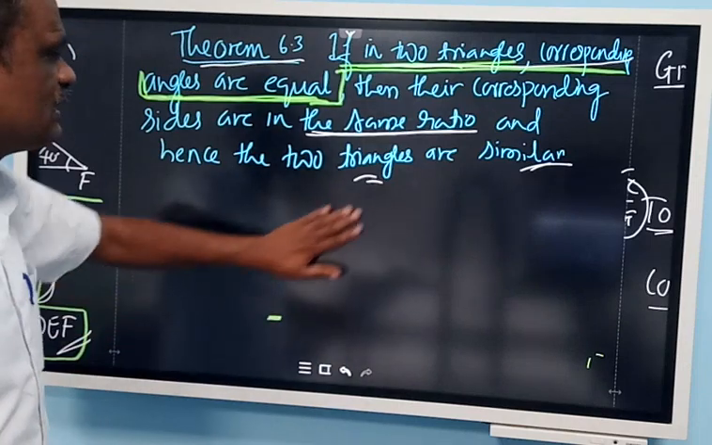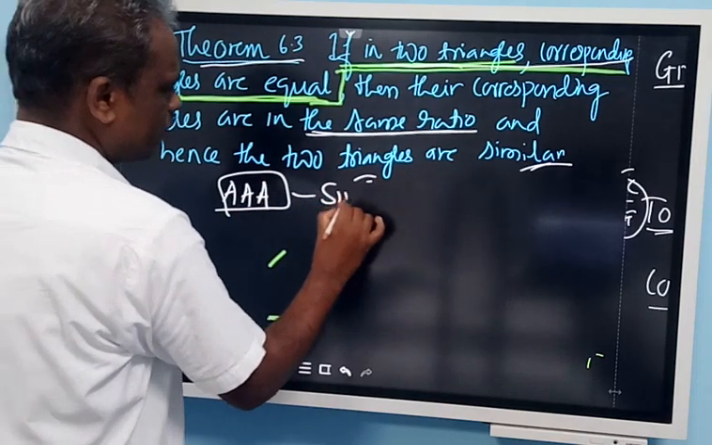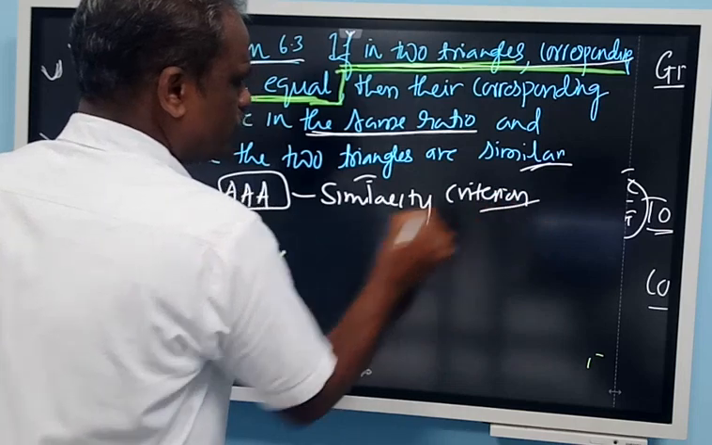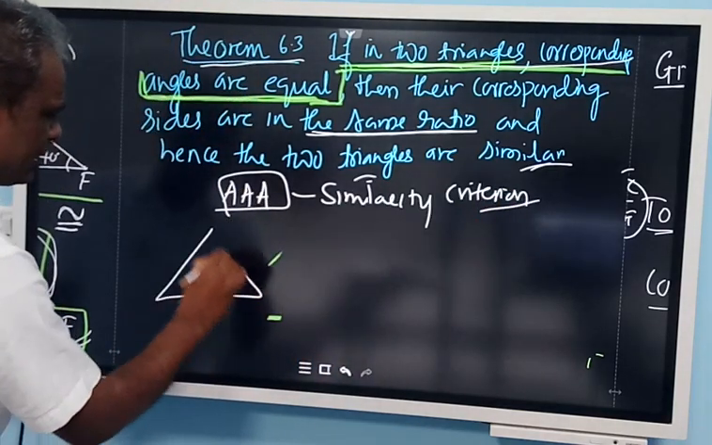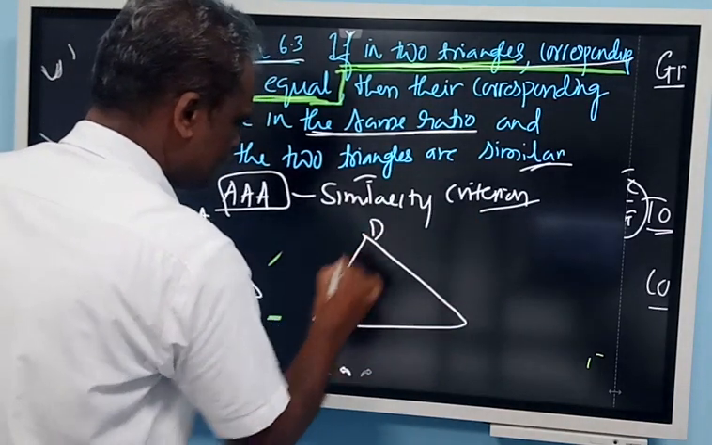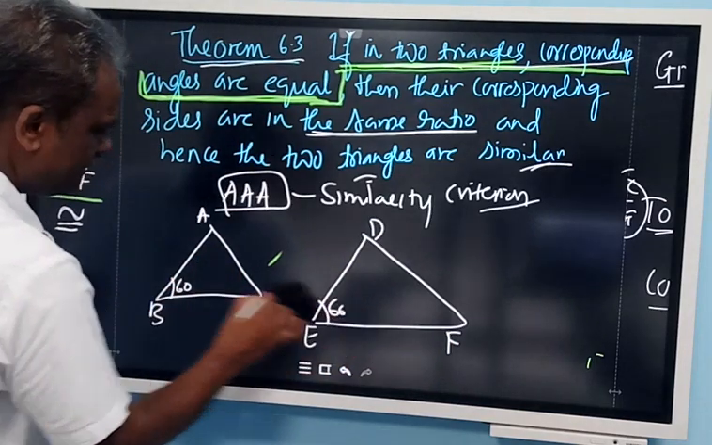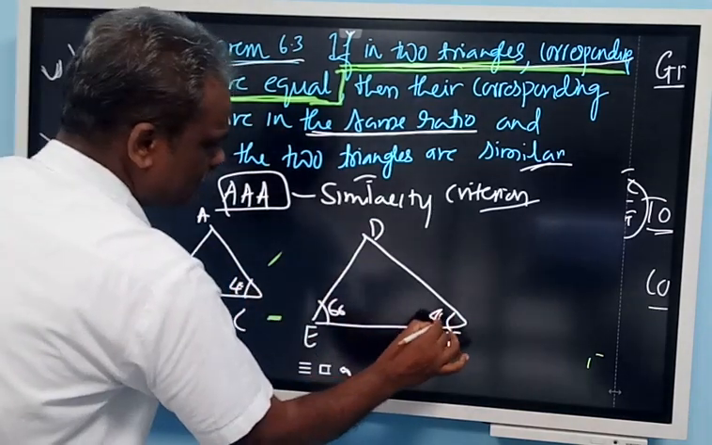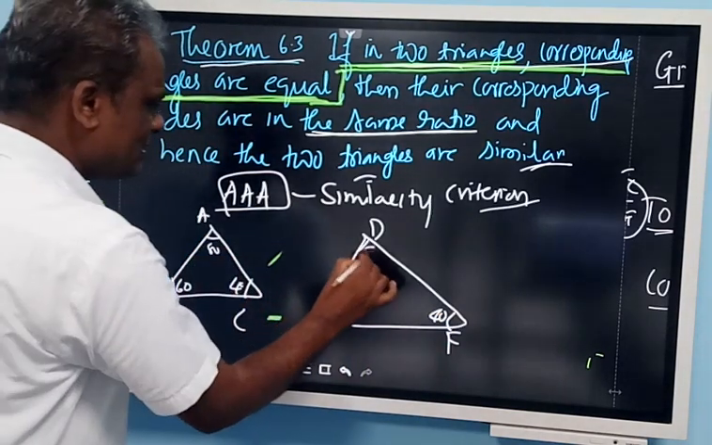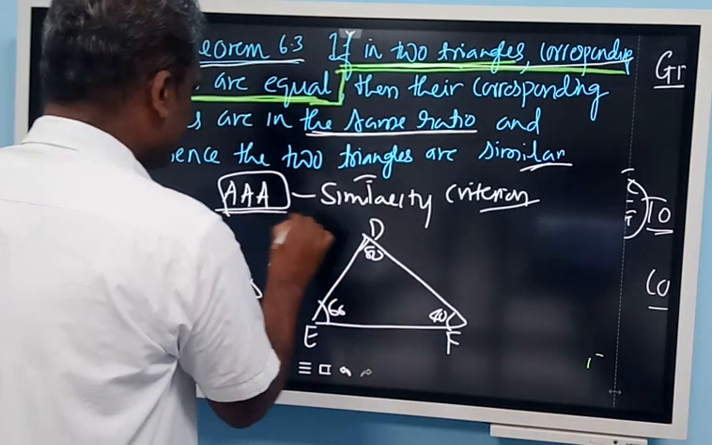So this is also called, I call it, the AAA similarity criterion. So why is it AAA? Because if I take two triangles, ABC and another triangle DEF, suppose this is 60 degrees and this is 60 degrees, this is 40, this is 40. Then this is 80, this is 80. All the three angles of one triangle are equal to the three angles of another triangle. Therefore, this is called AAA similarity.